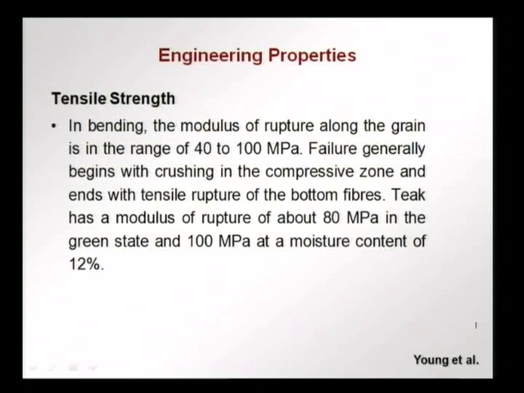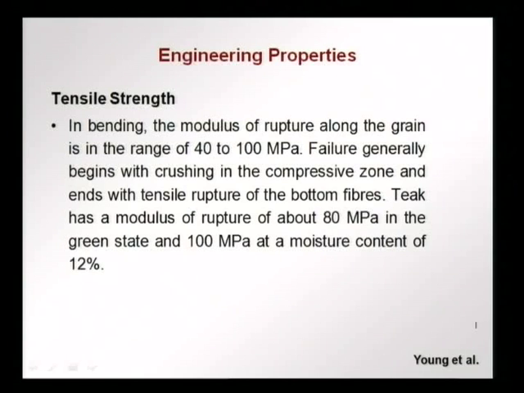In bending, where we have the modulus of rupture limiting the allowable load that we can put on, the modulus of rupture along the grain is in the range of 40 to 100 megapascals. So this would be the bending strength. The failure generally starts with crushing in the compressive zone, that is the top, in case you are applying a vertical load from the top, starts crushing, and at the end failure occurs with the rupture of the bottom fibers, that is the cells that are aligned at the bottom start failing.